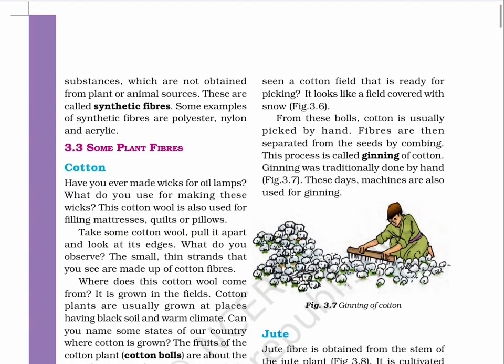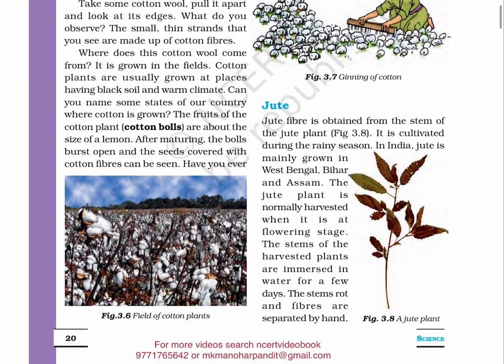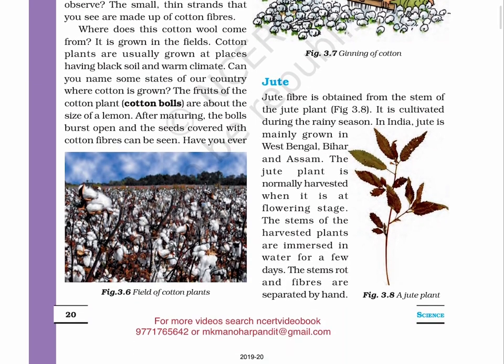From these balls, cotton is usually picked by hand. Fibers are then separated from the seeds by combing. This process is called ginning of cotton. Ginning was traditionally done by hand. These days, machines are also used for ginning. Figure 3.6 shows field of cotton plants. Figure 3.7 shows ginning of cotton.